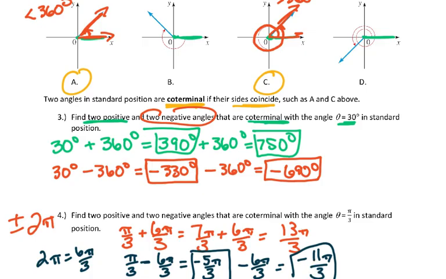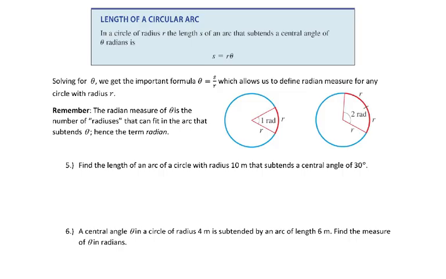And don't forget, our positive ones were 7 pi over 3, and if I add 2 pi, my second one will be 13 pi over 3. So remember, coterminal angles are just another full rotation, or 2 rotations, 3 rotations, in terms of either 360 degrees or 2 pi, whether you are in radians or degrees. So let's look at 2 more important formulas.